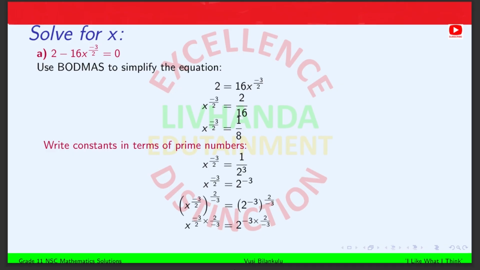To eliminate the exponent of x, raise both sides of the equation by the reciprocal of the exponent of x. That is, raise both sides by the exponent -2/3, as shown in this slide. And then simplify so that x equals 2^2.